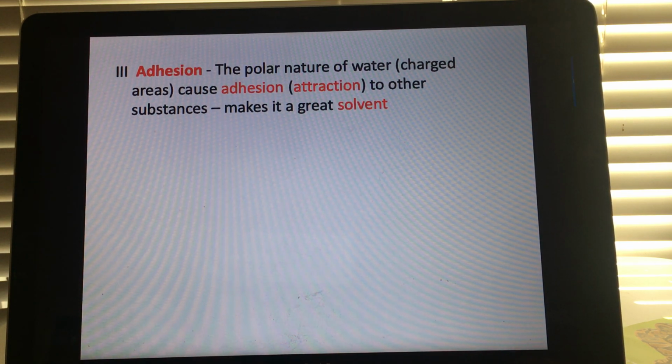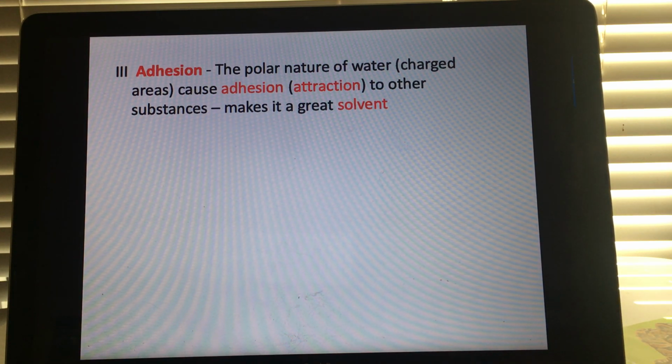So adhesion is actually the idea that water doesn't just stick to water, it sticks to other substances. So adhesion is the attraction of water to other substances due to its polarity. This makes it an excellent solvent. It's often referred to as the universal solvent, although it doesn't dissolve everything. It does not dissolve lipids typically, but it is a very excellent solvent. It will dissolve anything that is polar, or any substance that's formed by ionic bonds typically.